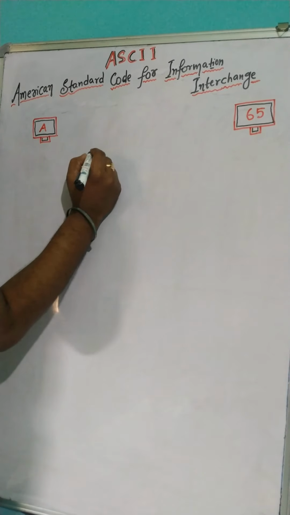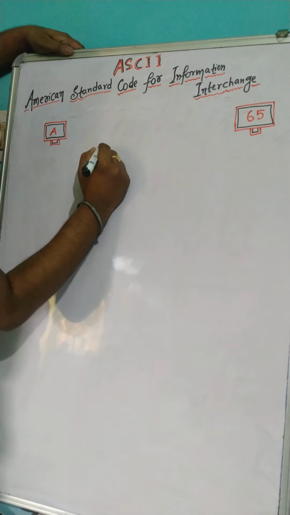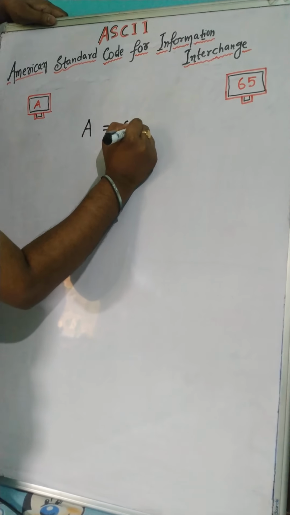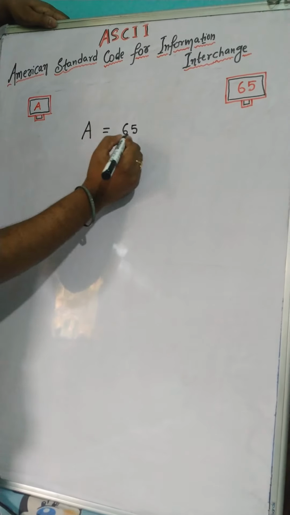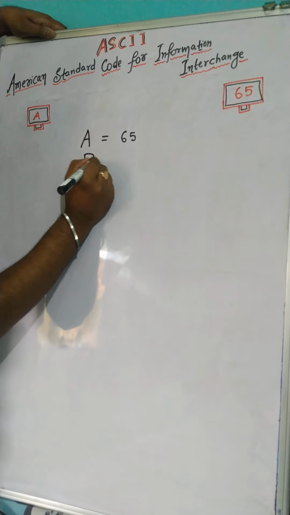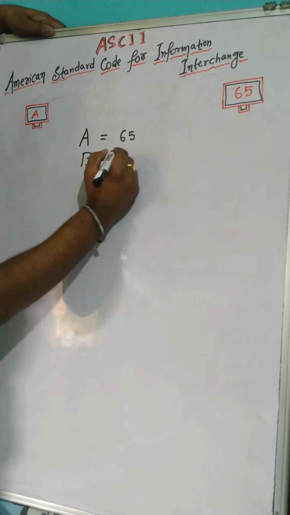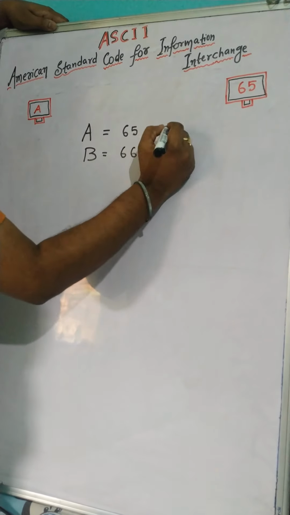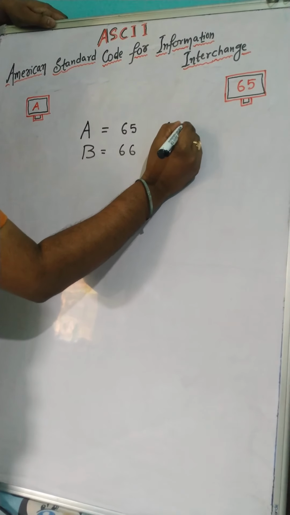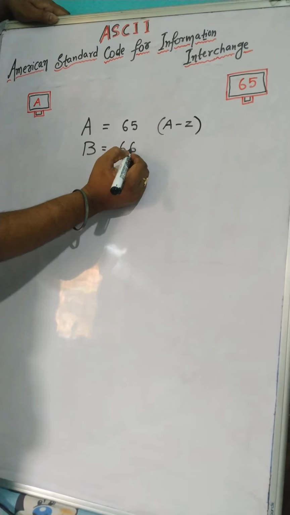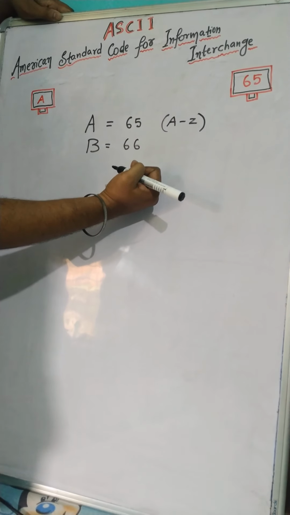So you can see I am writing capital A. The value of capital A is 65. The value of capital A is how much? 65. The value of capital B, if you use your common sense, will be how much? 66. That means the values of capital A to Z go like this: 65, 66, 67, 68. Correct?